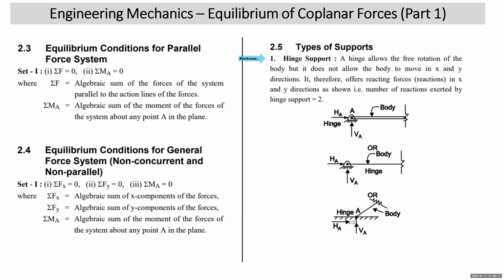I've shown a body which is inclined, but it is again hinged at A. This is also the notation for the hinge support. A big dot is marked, so that also indicates that it is a hinge support. So hinge exerts two reactions. In short, you'll remember that hinge support exerts two reactions, one horizontal, one vertical, or we can say that two reactions are mutually perpendicular. The directions of the reactions are arbitrarily assumed. So we cannot say that horizontal reaction will be to the right or to the left, or vertical reaction will be upward or down.